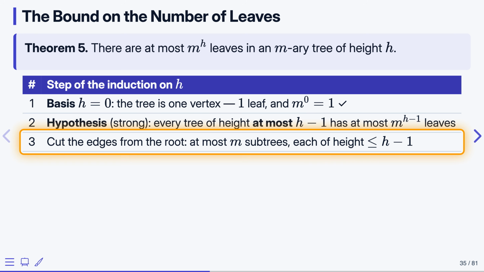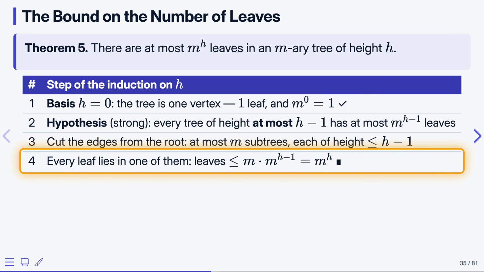Step 3. Now take a tree of height h, cut the edges that leave the root. The tree falls apart into subtrees, at most m of them, and each one has height at most h-1. Step 4. Every leaf of the whole tree is a leaf of one of those subtrees. Each subtree has at most m to the power h-1 leaves, and there are at most m subtrees. Multiply, and we get m to the power h.